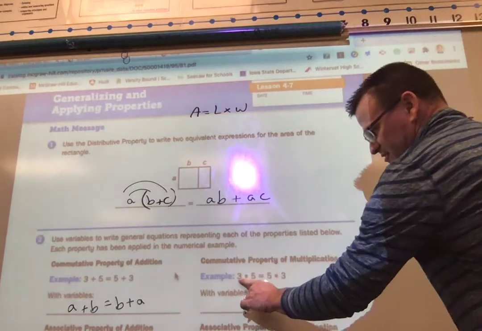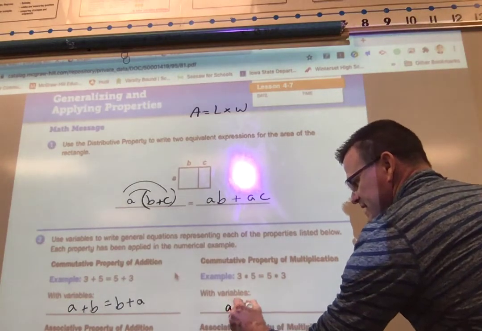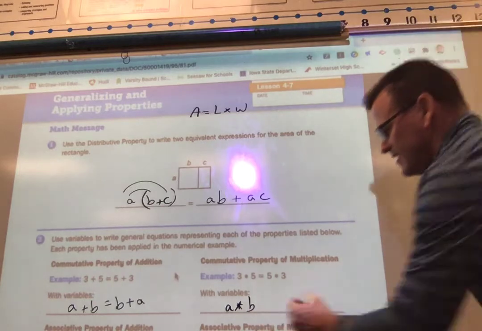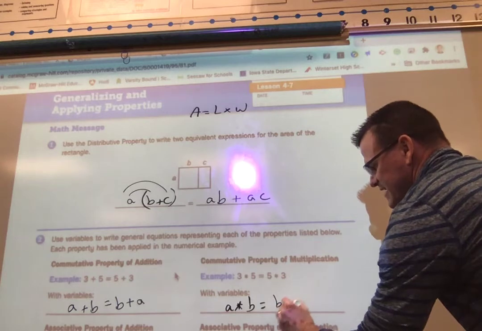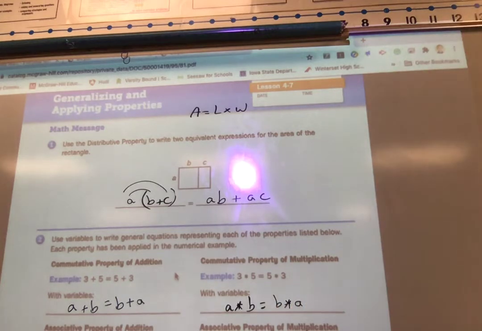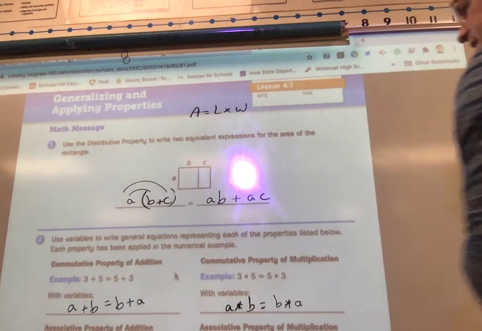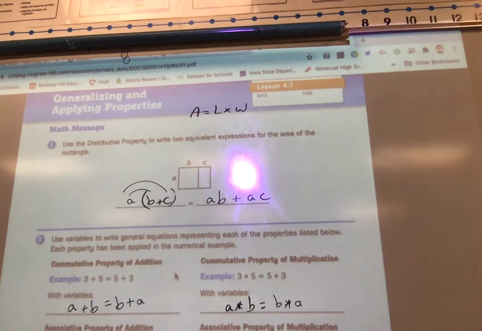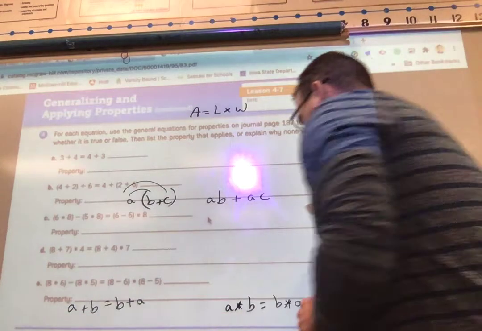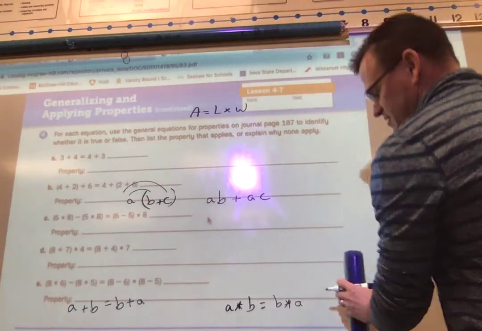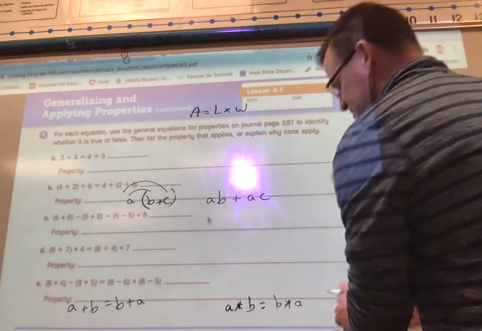Same thing over here. 3 times 5, I can just call that A times B. I'll use a times sign this time. Equals 5 times 3, so they just flipped them. So it would be B times A. And again, I just generalized it. That's for the commutative property. On your sample practice problem slides, you will be generalizing some other properties as well, using variables to do that. Another example we're going to look at is on another page. Again, I'll pause the video back when we're watching it if you need to, or you can go back and pause it if you're watching from home.